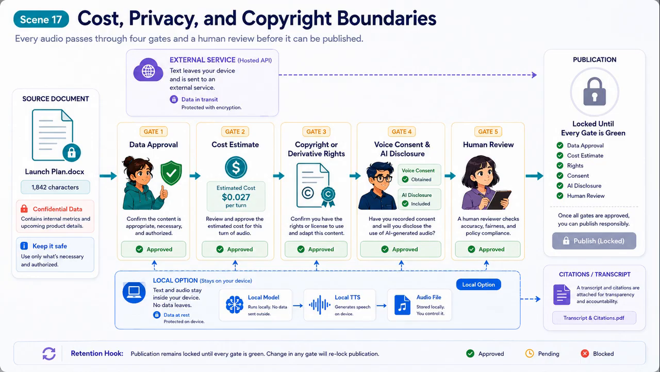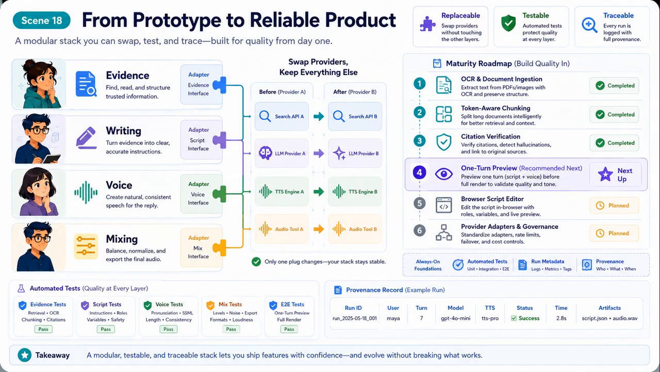For sensitive workflows, replace hosted stages with approved local models and local TTS, then test quality and hardware requirements. The safe default is a licensed source, transparent AI disclosure, fictional speaker identities, and human review before publication. That idea leads directly to from prototype to reliable product.